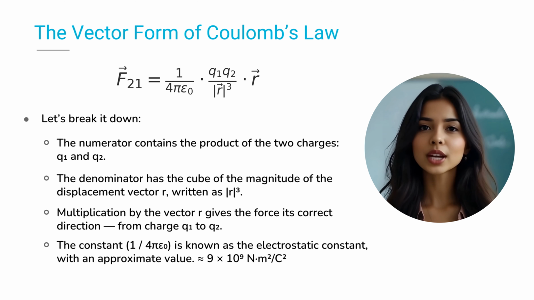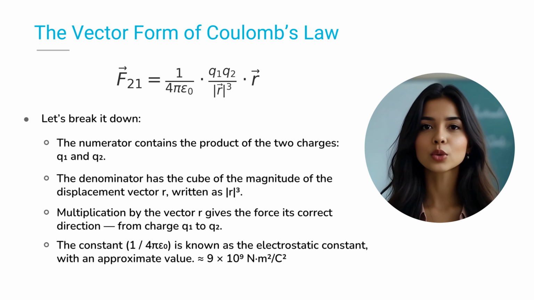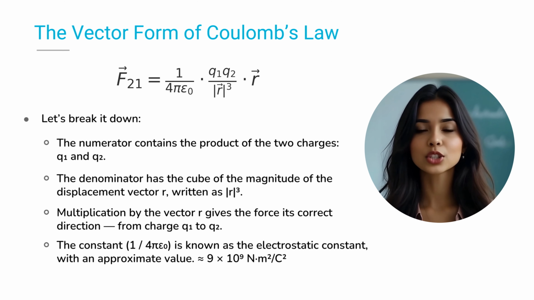Now here's the full vector form of Coulomb's law. F21 vector equals 1 divided by 4 pi epsilon naught multiplied by Q1 times Q2 divided by the cube of the magnitude of R vector multiplied by R vector.